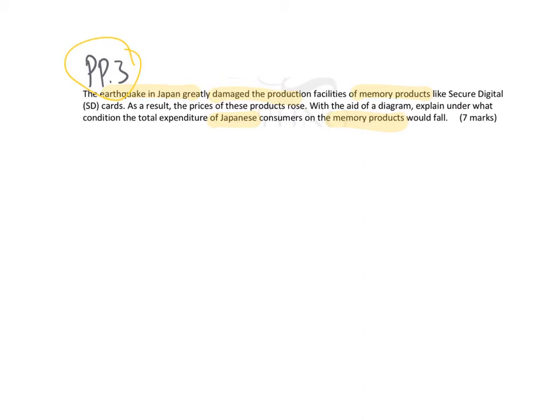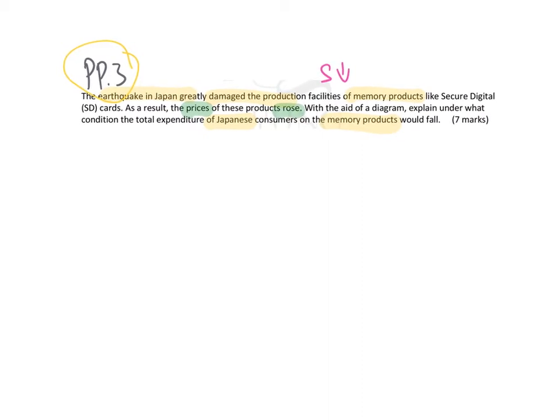According to this, normally we can understand that supply is related to the sellers. They cannot sell much anymore, so they drop the supply. Second, let's look at what happened in the end. It asks us, as a result, the price rose, and under what condition the total expenditure will fall. So it gives us more information: the price will increase and the total revenue will decrease.